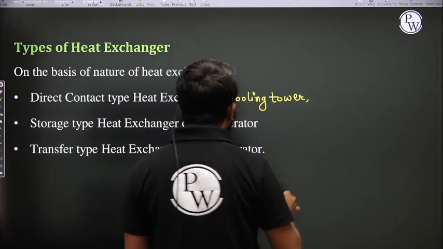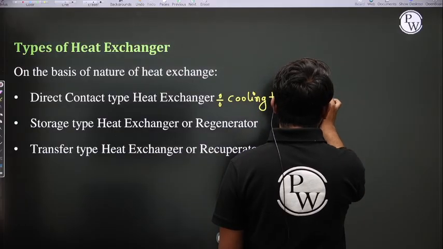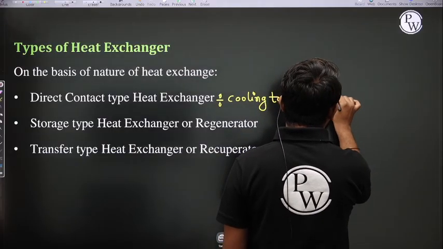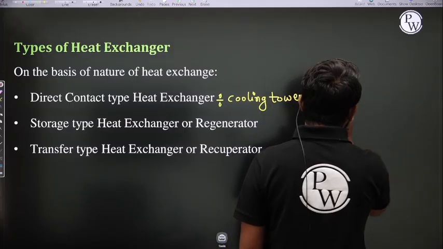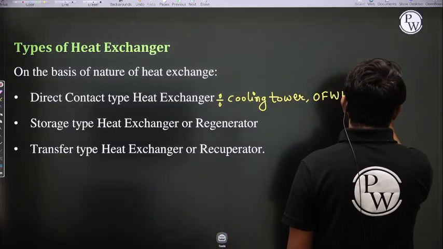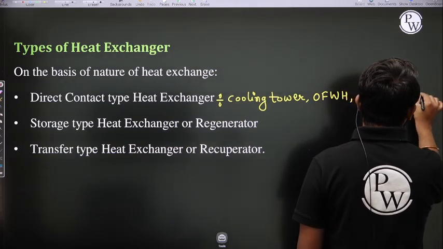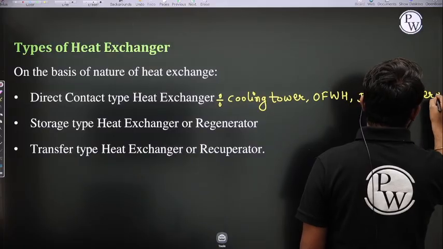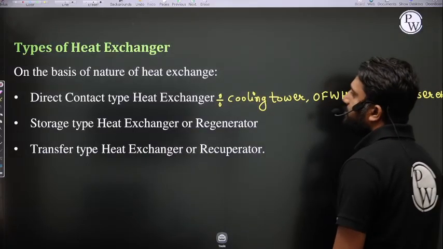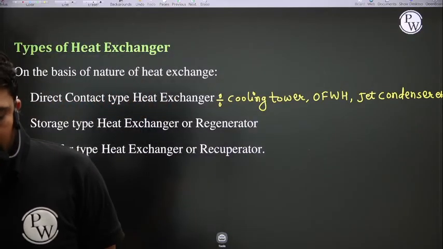Second example is open feed water heater, right? And the next example is jet condenser, etc. Right? So these are the examples of the direct contact type of heat exchanger, right?